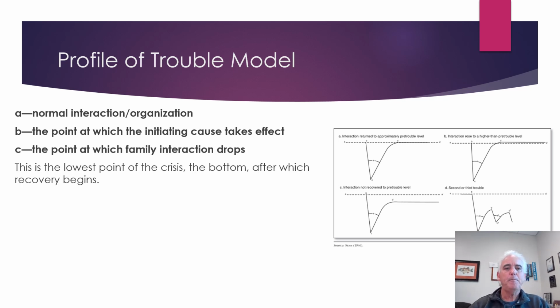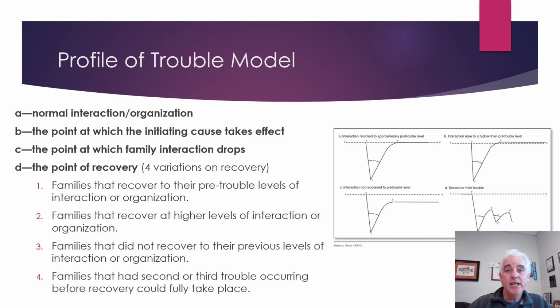Next slide. C is the point at which family interaction drops. It's the lowest point of the crisis, the bottom. After that bottom, recovery can begin, also known as rock bottom, right? So the family now has fallen into crisis, and at the deepest point of that crisis, that's C.